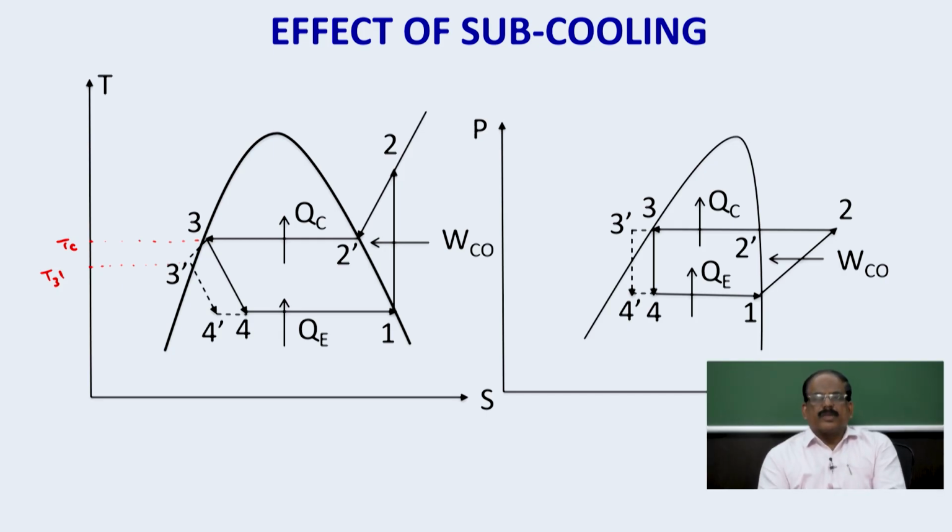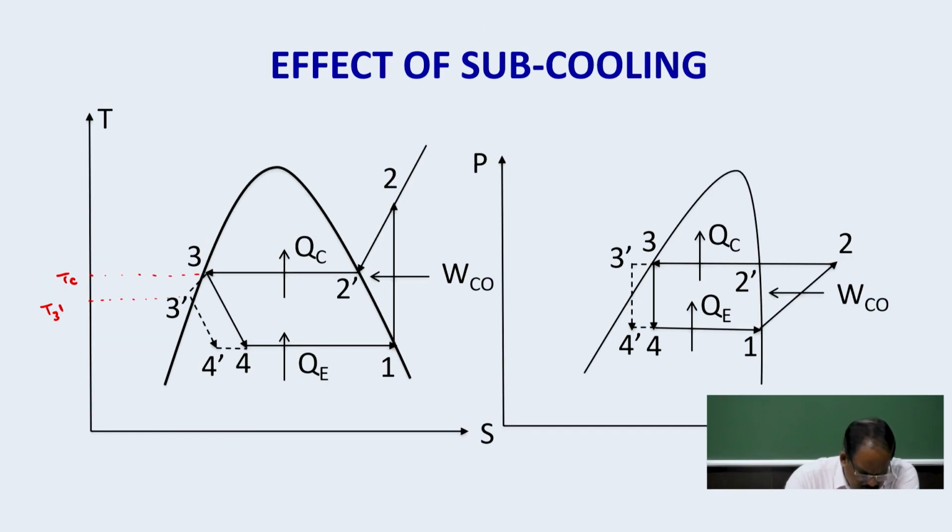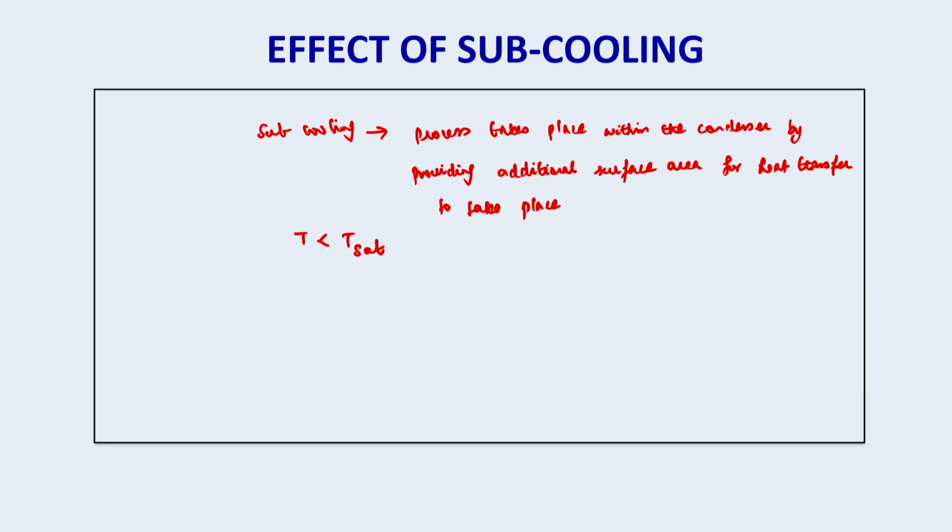In the previous lecture, I was explaining, for example, if the condenser temperature is 40 and after subcooling the temperature is 35, the degree of subcooling is 5 degree. That is 40 degrees centigrade minus 35 degrees centigrade. So let me explain here. Degree of subcooling is nothing but T3 minus T3 dash, where T3 is the condenser temperature.